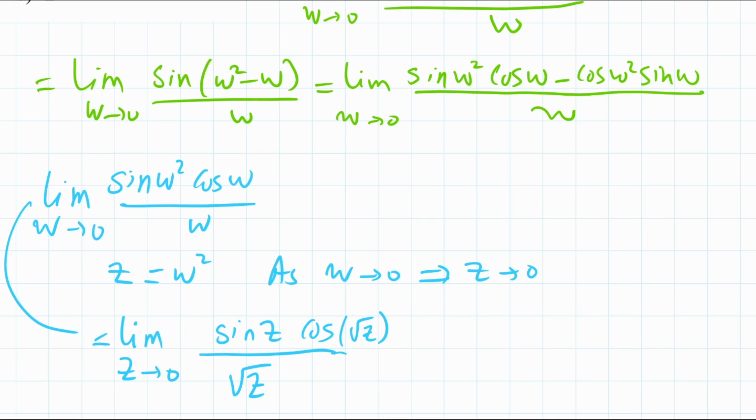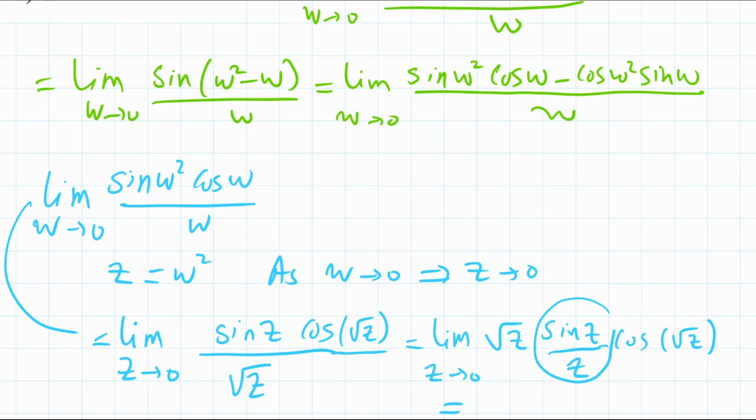Now if we just multiply up and down by the square root of z, so this is the limit as z goes to 0, we have the square root of z here, and then we have a sine z divided by z, that's the square root of z multiplied by the square root of z, and this is a cosine of the square root of z. If you look at now at this part here is 1, and this part is also 1, and as z goes to 0, this part is going to go to 0, so the whole thing is just 0 here.